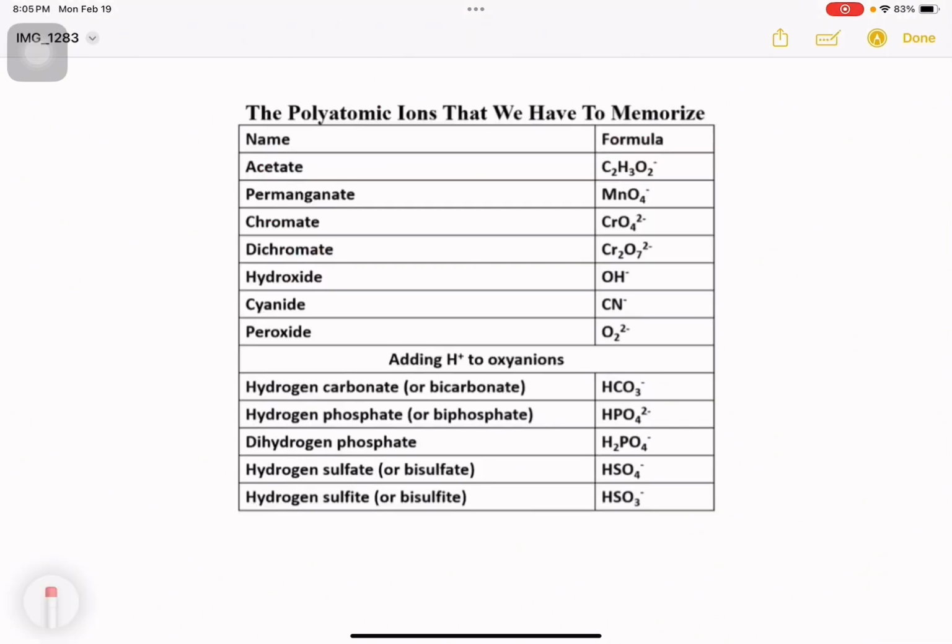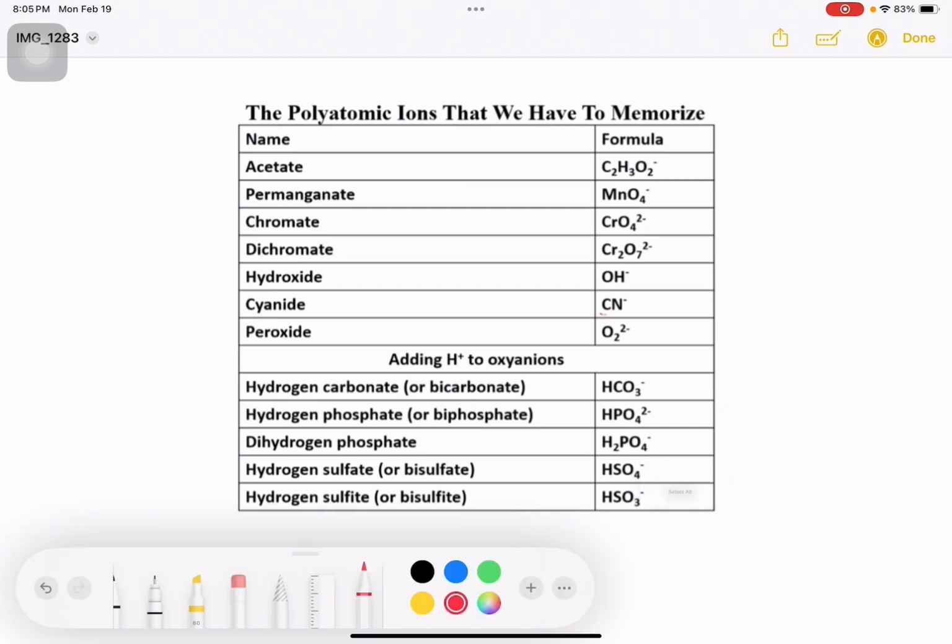These are some polyatomic anions that you have to memorize. Okay, I don't have any hints for that. For example, let's take CN. If it is NaCN, sodium cyanide. Okay, so you have to memorize these anions.